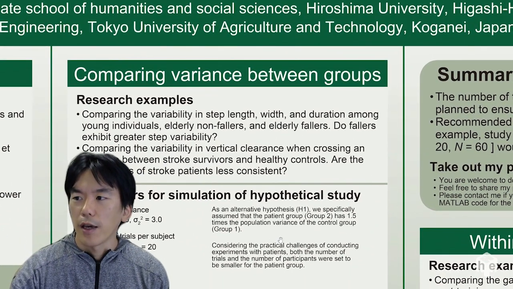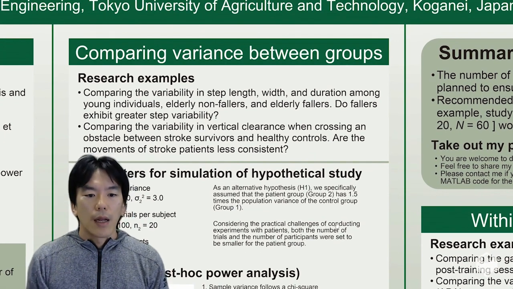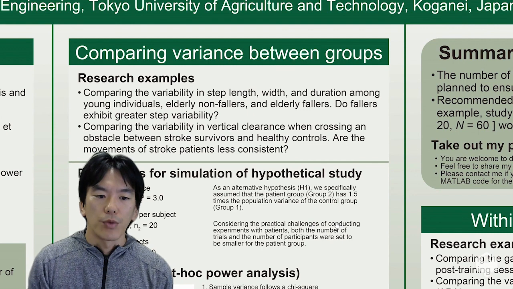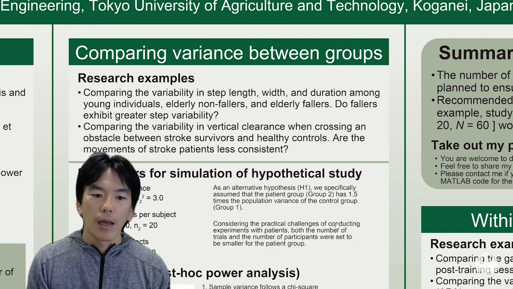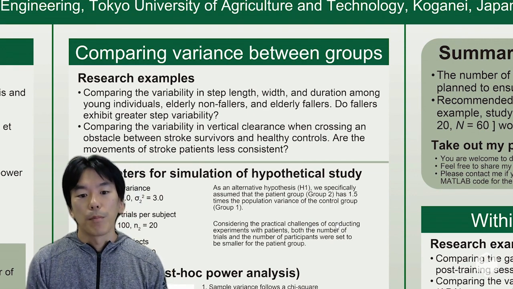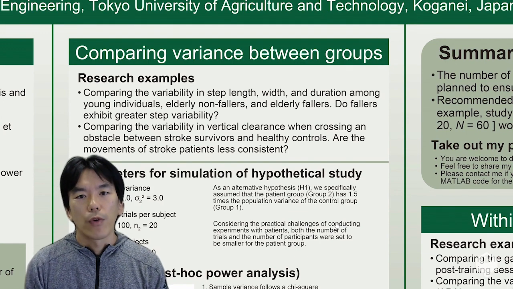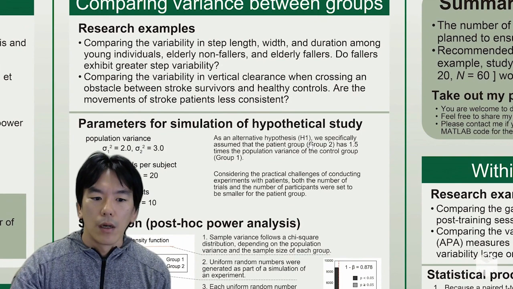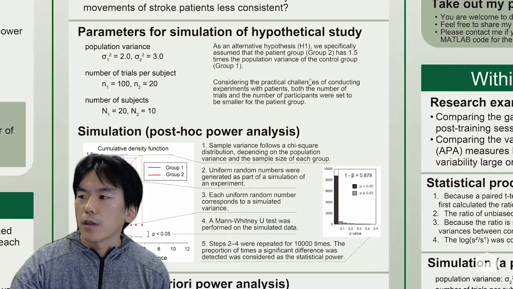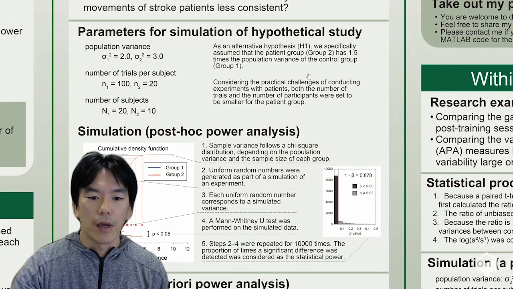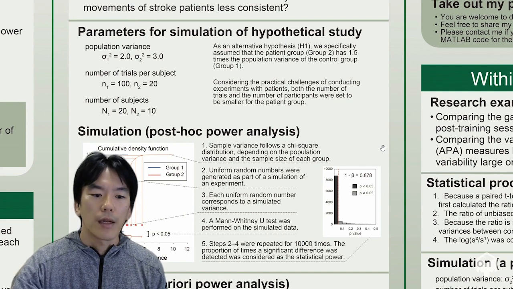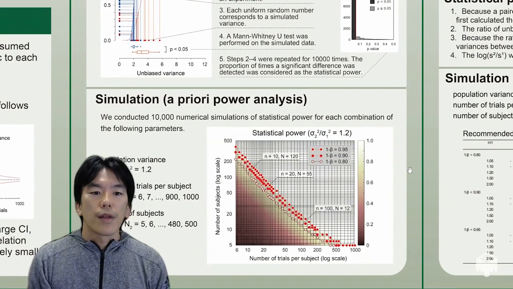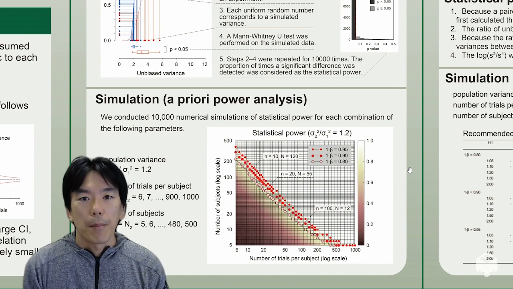As a specific case, let's consider a research in which we compare variance between groups of subjects. An example of such study is comparing gait variability between fallers and non-fallers. We performed numerical simulations, as described here, to determine the recommended number of trials and participants. The result is shown in this heat map.